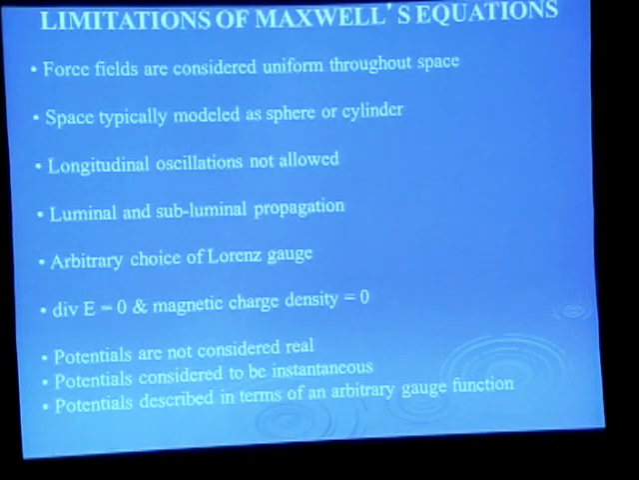And then there's the whole thing about the potential fields, the A and the phi, mathematical descriptions that describe the fields. The potentials are not considered to be real. They're a mathematical construct. And then much later, Aharonov and Bohm and several other people demonstrated that potentials, in fact, are real, and there are fields associated with them. According to Maxwell, the potentials are considered to be instantaneous, and they're described in terms of an arbitrary gauge function. So these are what I would call the limitations of Maxwell's equations.